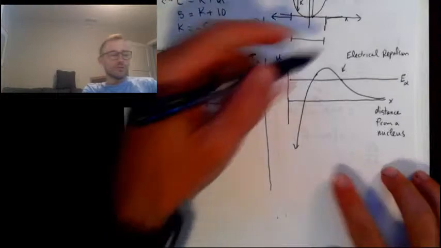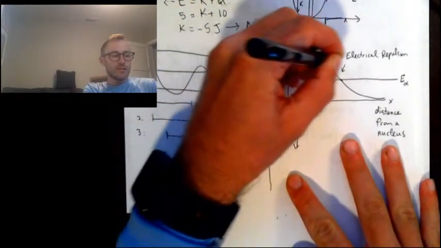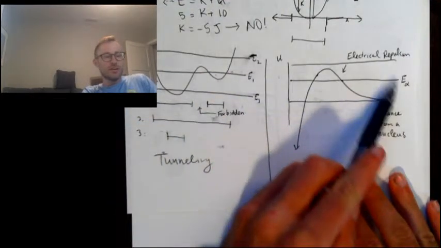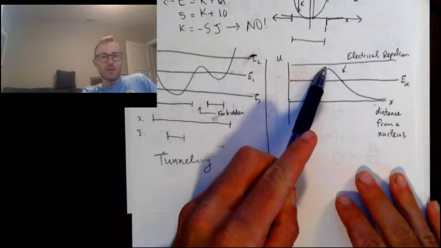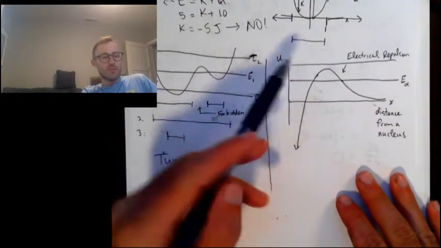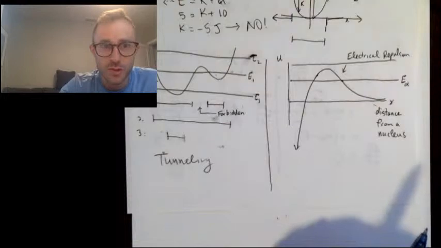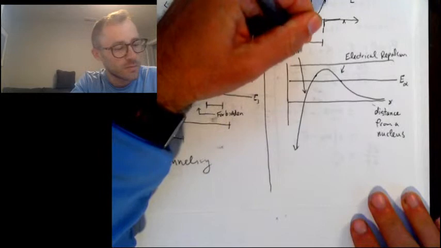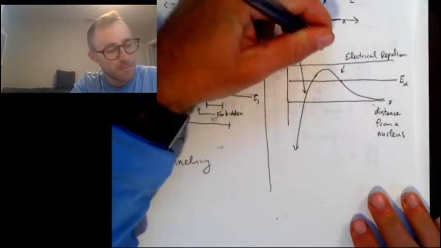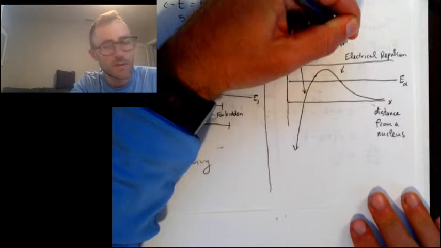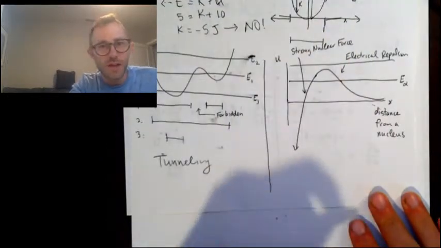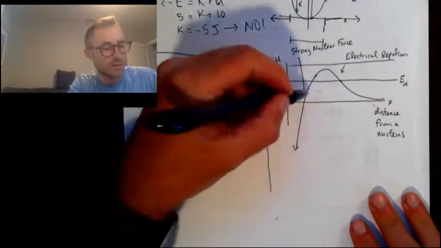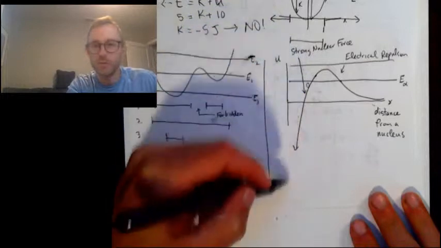Now, you could imagine a situation where the alpha particle has this much energy, in which case it has enough energy to move over the top of the hump. And once it moves over to the top of the hump, a new force takes over. It's called the strong nuclear force, and that force is going to pull the alpha particle all the way into the nucleus, right? If you have a ball that's right here, it's going to roll all the way down, okay?